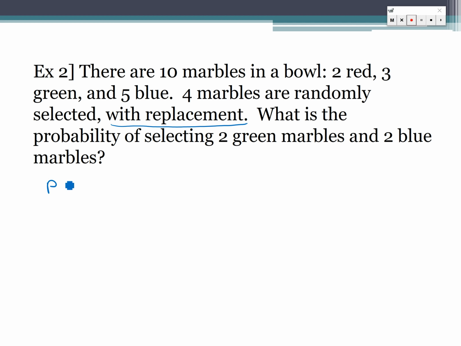So we want the probability of 2 green and 2 blue. My numerator is the total number of trials I want. We're going to draw 4 marbles. Then the denominator represents how many of each outcome I want. I don't want any of the reds. I want 2 greens, and I want 2 blues.